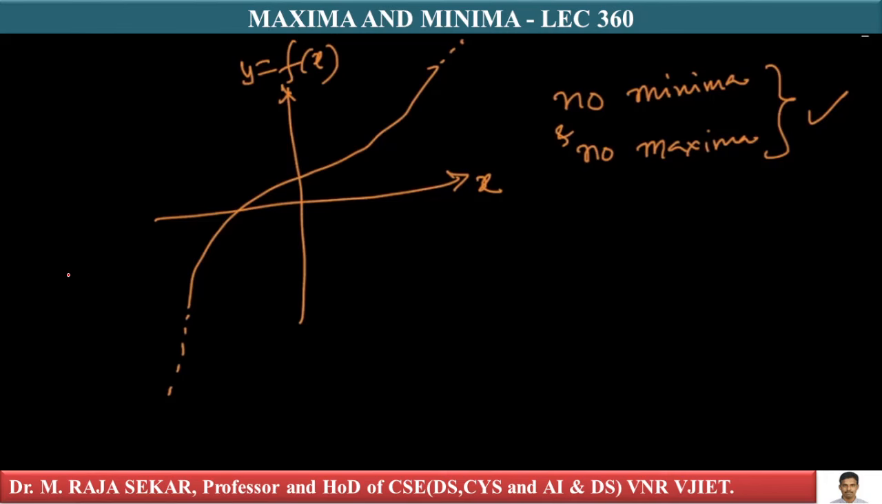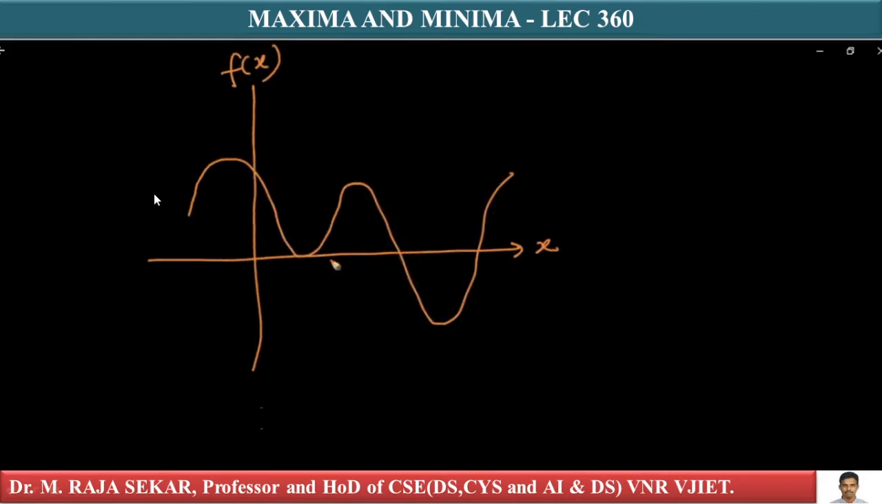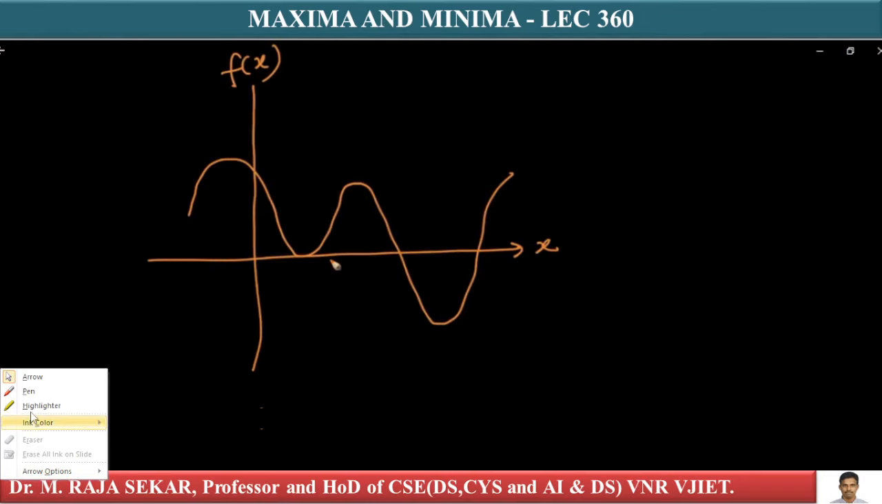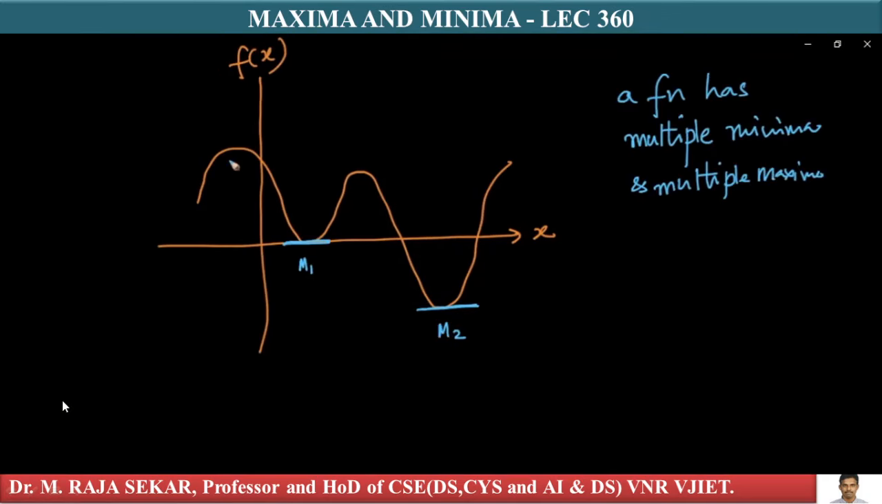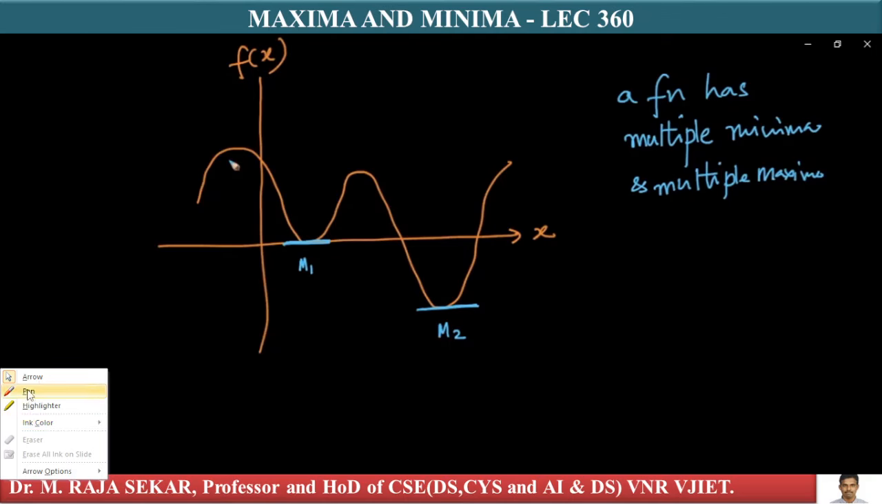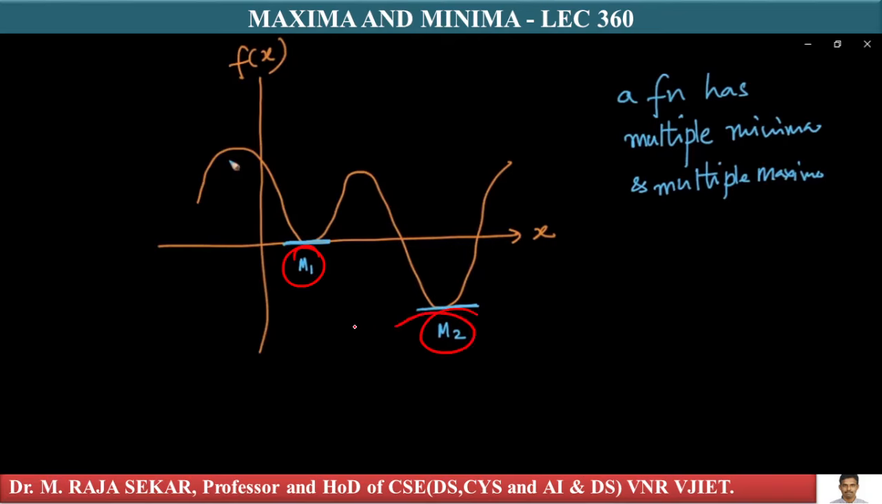There is another case. Let me explain one more simple case. Just observe this one carefully. Suppose this is my function. This is my x, and this is my f of x. This function has two minima, isn't it? Yes, this function has two minima, that is m1 and m2.